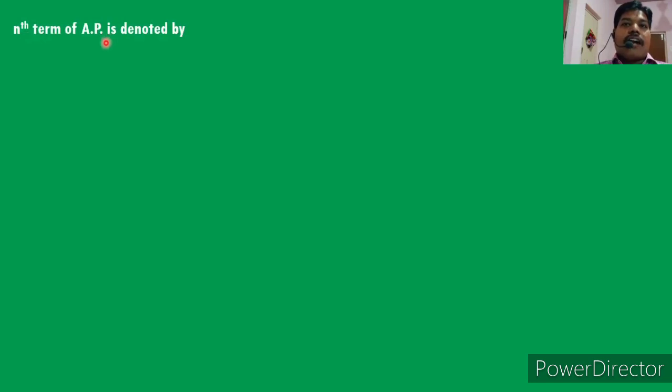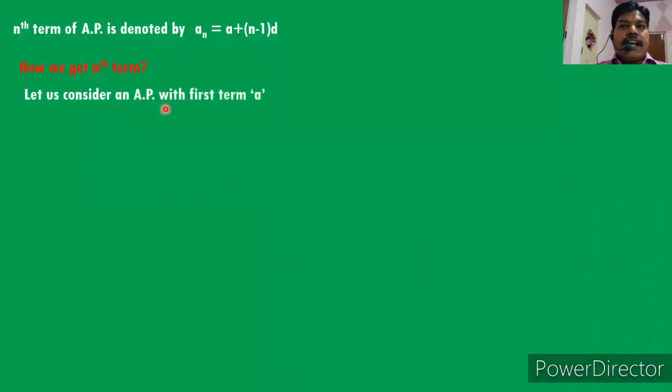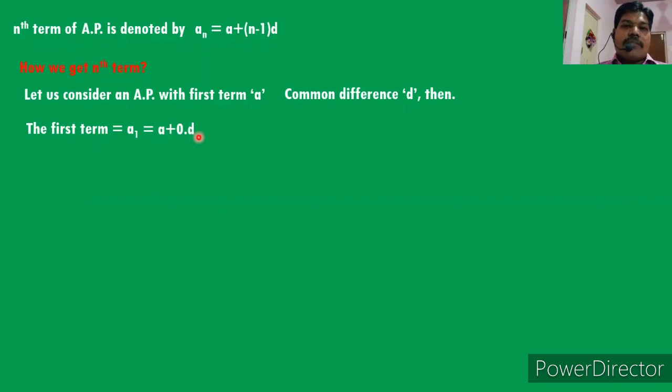Next, the nth term of an arithmetic progression. We have already seen: an is equal to a plus (n minus 1) into d. Yes or no? Why? Because of how we get the nth term. Let us consider an arithmetic progression where the first term is a and the common difference is d. The arithmetic progression is a, a plus d, a plus 2d and so on, because we started with the first term a.